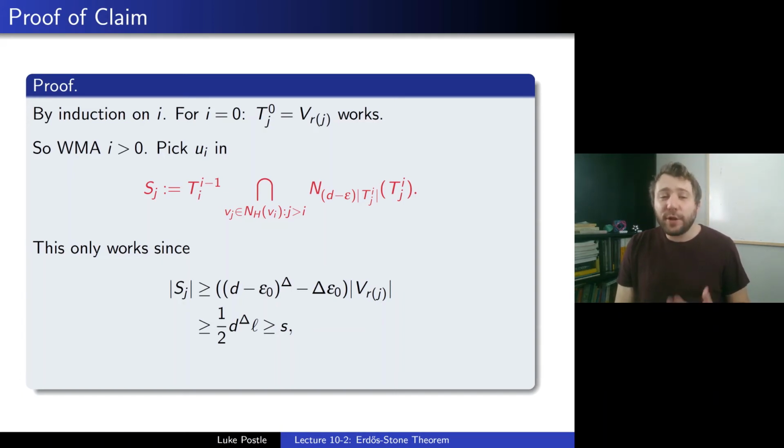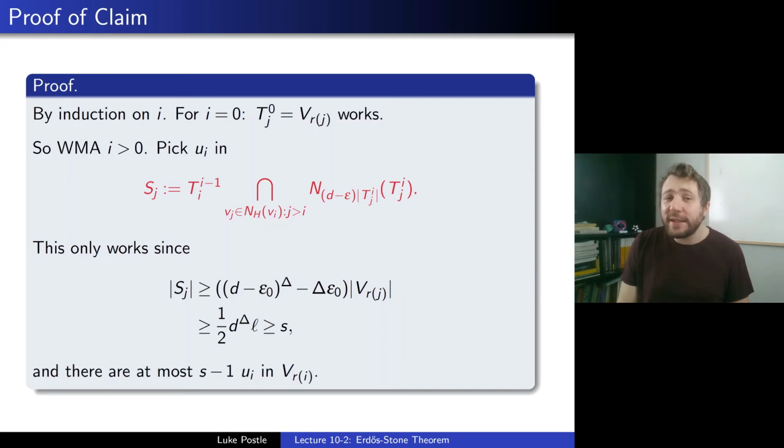And then the way we chose epsilon naught was that this number is going to be at least half of d to the delta times L, which will be bigger than S, right? So the way we did it is that number is at least half of d to the delta. Vrj is just the size, so that's L, and the condition on L required then that number be at least S, which is great.